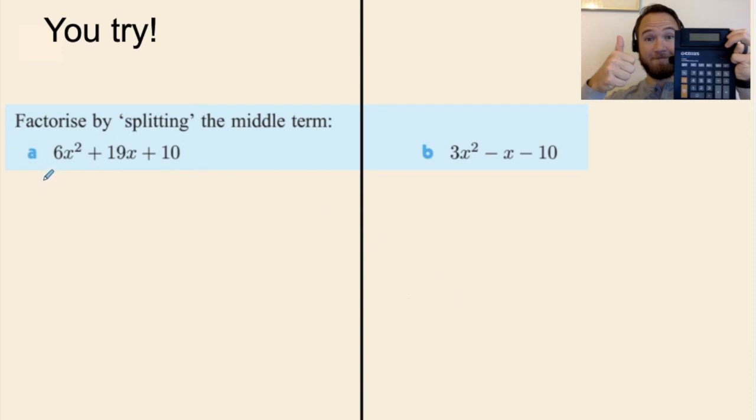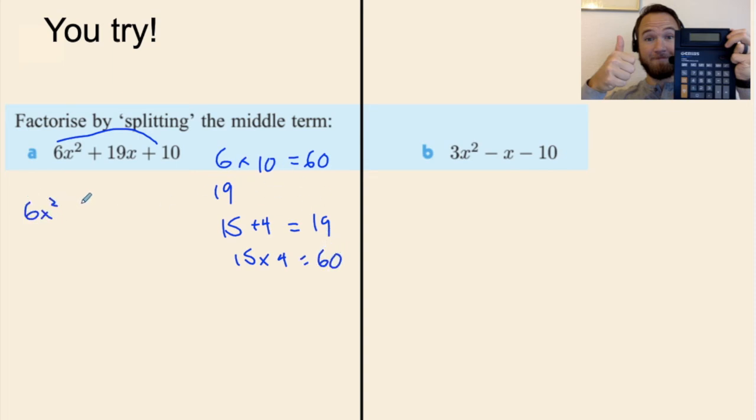Okay, for A, similar to the other one we did, we need something that multiplies to be 6 times 10. So 6 times 10 equals 60. We need something that adds to 19 and multiplies to be 60. Okay. Well, 1 and 19 is not going to do it. That only adds to 20. Okay, well, how about 15 plus 4? So 15 plus 4 is 19. And 15 times 4 is 60. There we go. We found our 2.